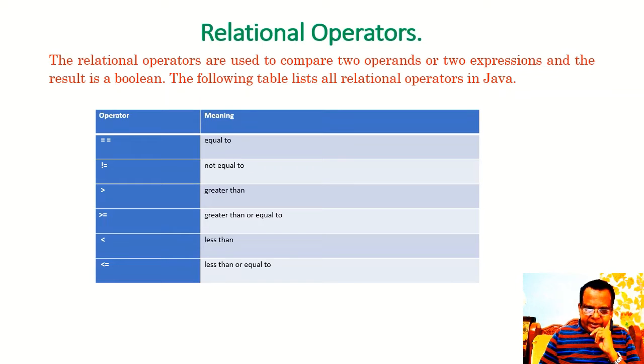See greater than, the greater than symbol. Greater than symbol and assignment operator, greater than or equal to. Then this is the less than symbol, then less than or equal to, less than symbol and then this assignment operator. It's very simple. It's the same as in any other language. Relational operators: equal to, not equal to, greater than or equal to, less than or equal to. Fine.